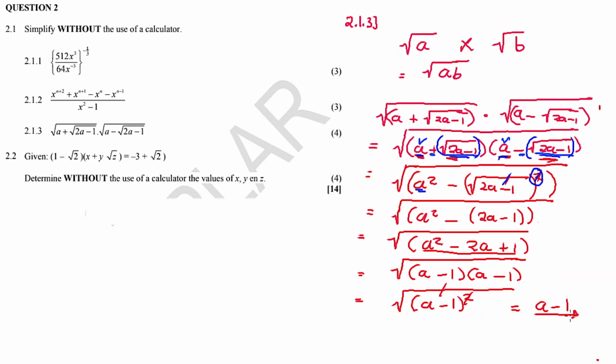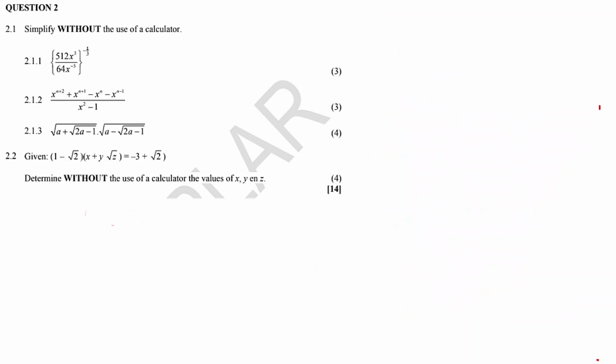This question paper, this question 2, very dangerous. Very dangerous. 2.2. See this. We are given a surd again, but this time they want us to determine, without the use of a calculator, the values of x, y, and z. This was a clever question, a very clever question.